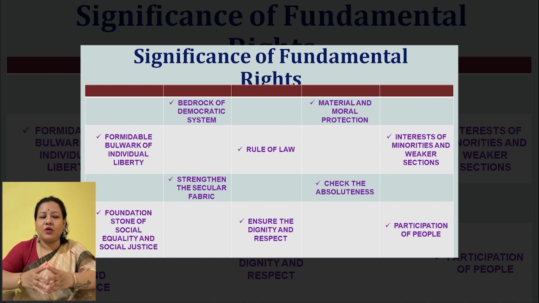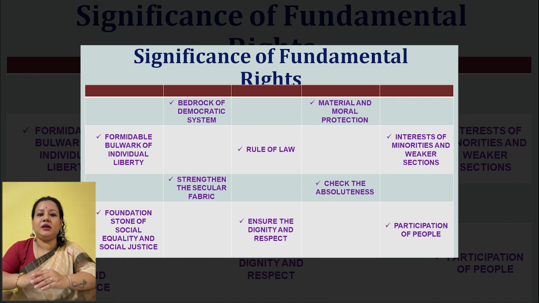Now, the second point is that fundamental rights are guaranteed by the Constitution to all the people, to all the citizens, without any discrimination. That is more important. The next question may be why these particular 6 rights are named as fundamental rights. The answer is because they are guaranteed and protected by the Constitution, and the Constitution is the fundamental law of the land. So as the fundamental law of the land protects these rights, they are known as fundamental rights. Next, they protect the interests of the minorities and weaker sections of society.